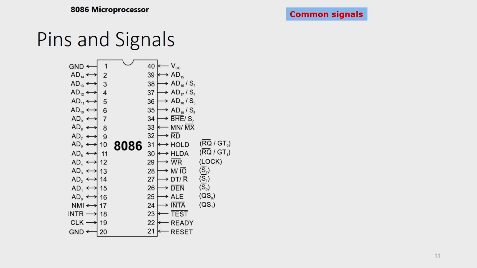This is about the internal architecture. Most of the blocks we have already discussed while discussing the various microprocessor operations. And then coming to the pin diagram. Totally there are 40 pins; 8086 is a 40 pin IC. These are the 40 pins. There are some common signals and some specialized signals. From here to here, the microprocessor can operate in two modes: one is called minimum mode and the other maximum mode.